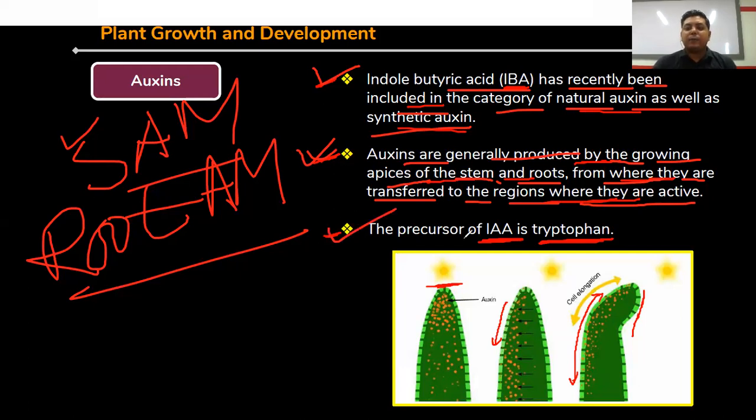The precursor of indole acetic acid is tryptophan. So all types of auxins are developed from tryptophan. Tryptophan is an important essential amino acid. There are 20 amino acids in nature, and tryptophan is one of them. Tryptophan is very, very important for plants, and from this tryptophan all types of auxins are developed. That's why the precursor of auxin, or indole acetic acid, is tryptophan. That's all.